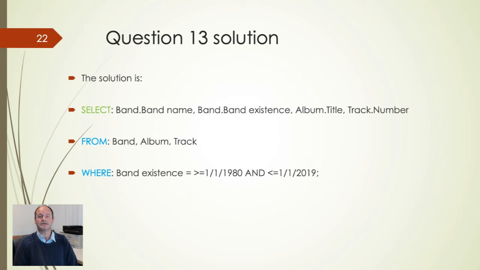The solution is select band.band_name, band.band_existence, album.title, track.number from band, album, track where band_existence is more than or equal to the 1st of the 1st, 1980, and less than or equal to the 1st of the 1st, 2019.